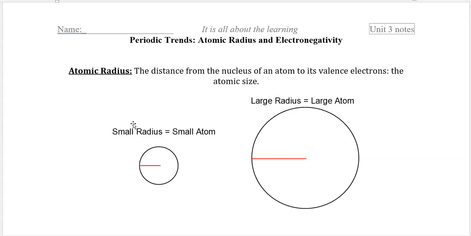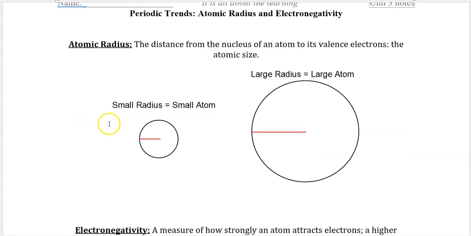Atomic radius, it says the distance from the nucleus of an atom to its valence electrons, the atomic size. It's essentially how big the atom is. Remember, from geometry, a circle is this round thing, and the radius is the distance from the center to the outside. Well, in an atom, the nucleus is the center, and the outside is the valence electrons. So then the atomic radius is the distance from the center, the nucleus, to the outside, the valence electrons. In this example, this would be a small radius, this would be a large radius. So larger radius, larger atom.